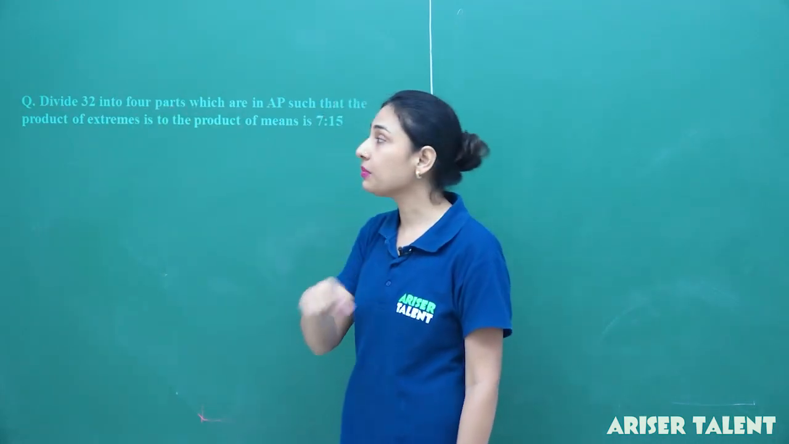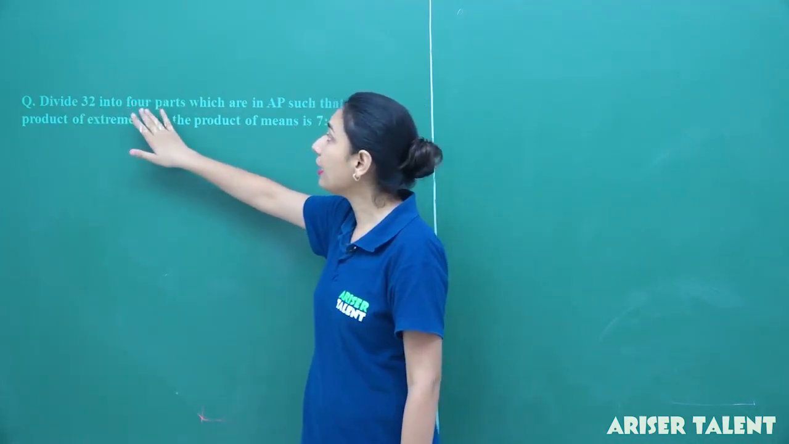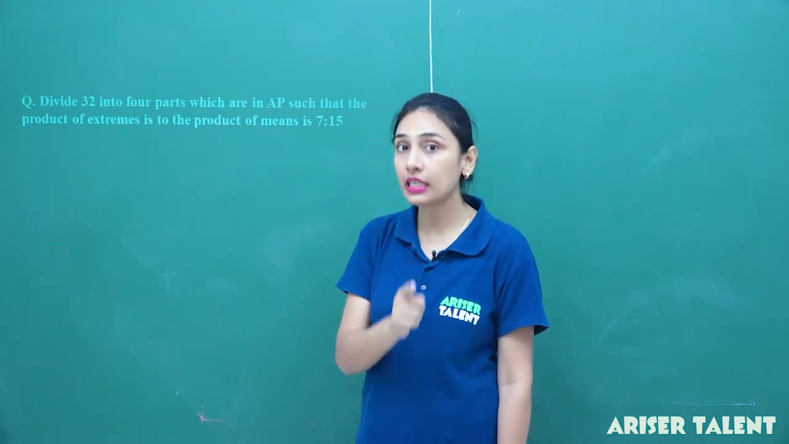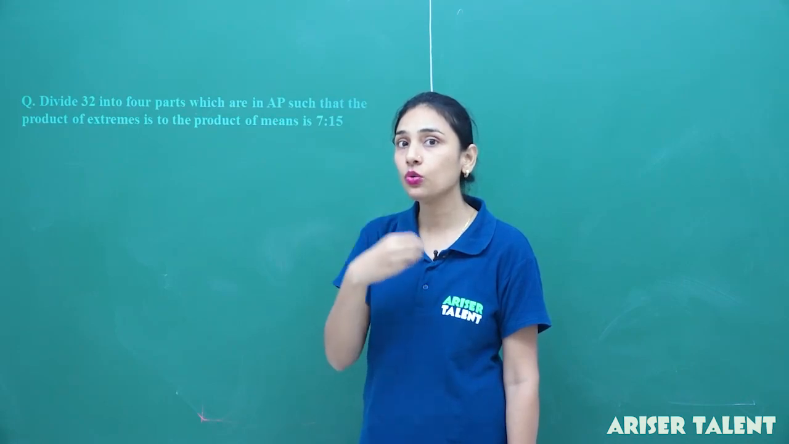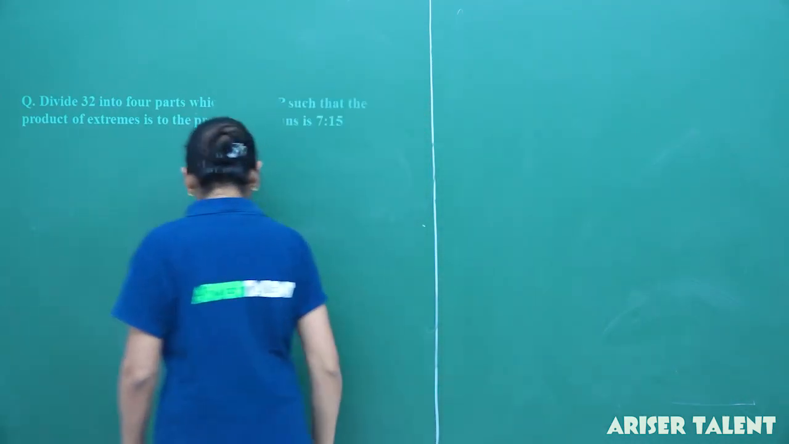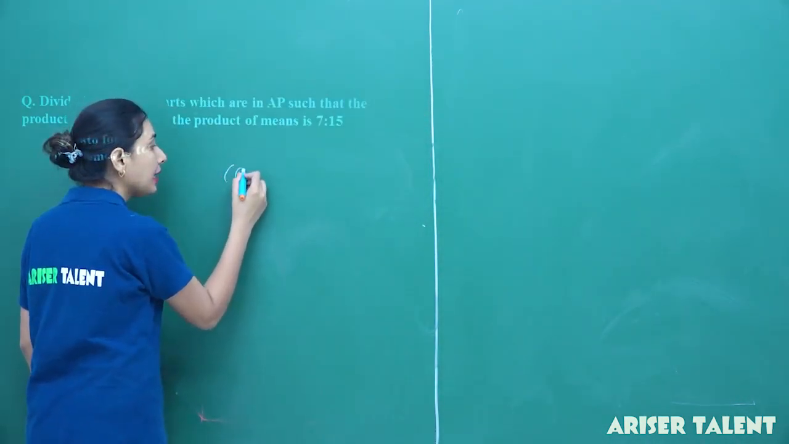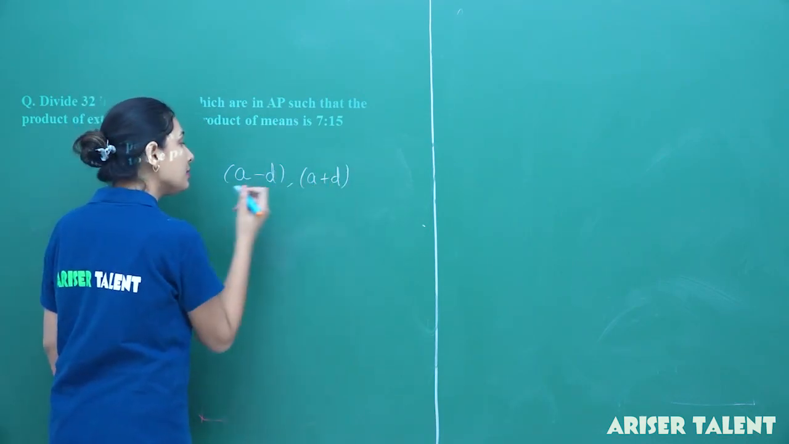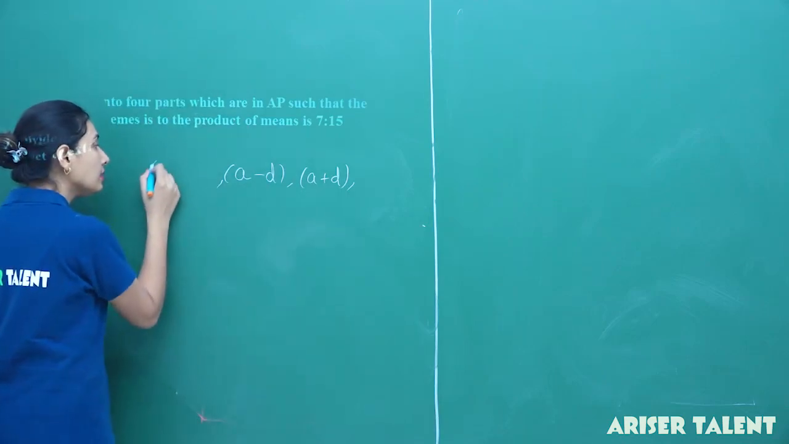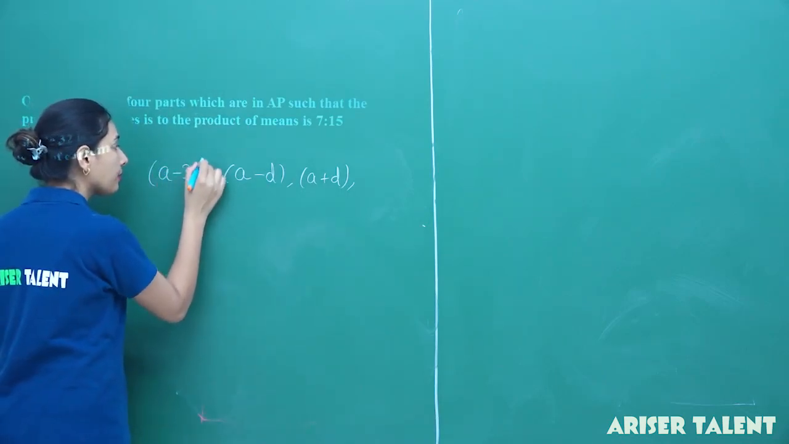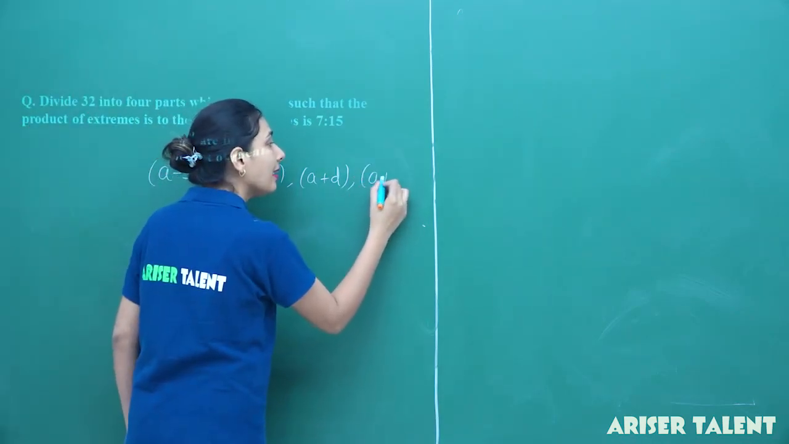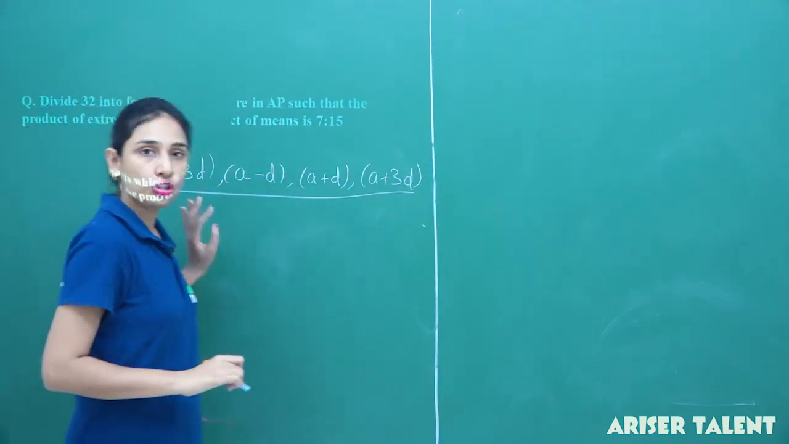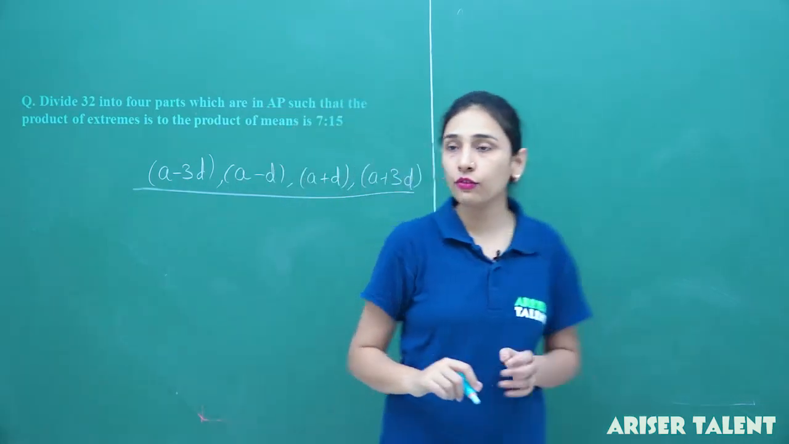Now, it's not saying directly, but indirectly it's talking about 4 parts of 32. That means the summation is 32, and you have to divide it into 4 parts. 4 parts is even, and when we use even things, what do we suppose as the terms? That is A minus D, A plus D as the midterms, and the extremities as A minus 3D and A plus 3D. Okay. In the supposition of terms, I have cleared that thing for you.